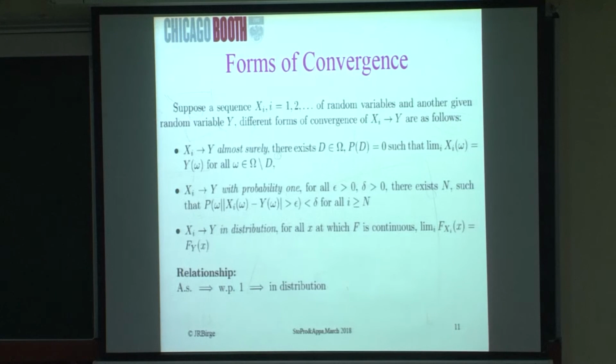And now the last one is convergence in distribution, or often it's called convergence in law. Convergence in distribution, or convergence in law, says, at least this is just for random variables, if I just take points where the distribution function is continuous, then there's convergence at those points. So at the points where it's continuous, I get convergence.